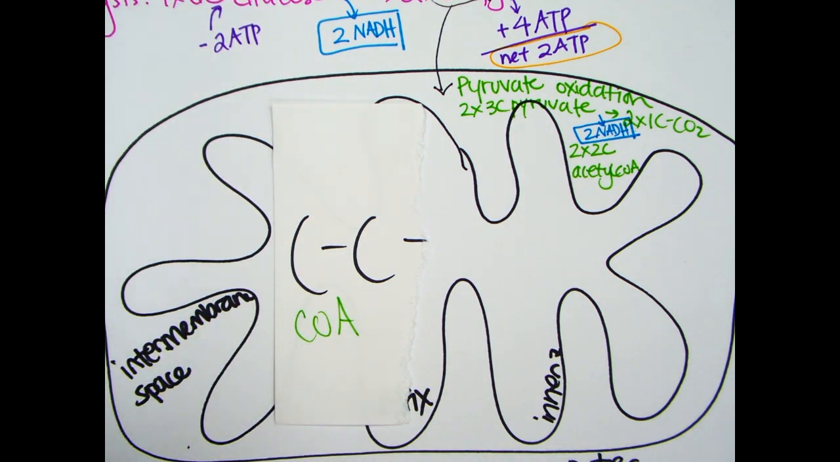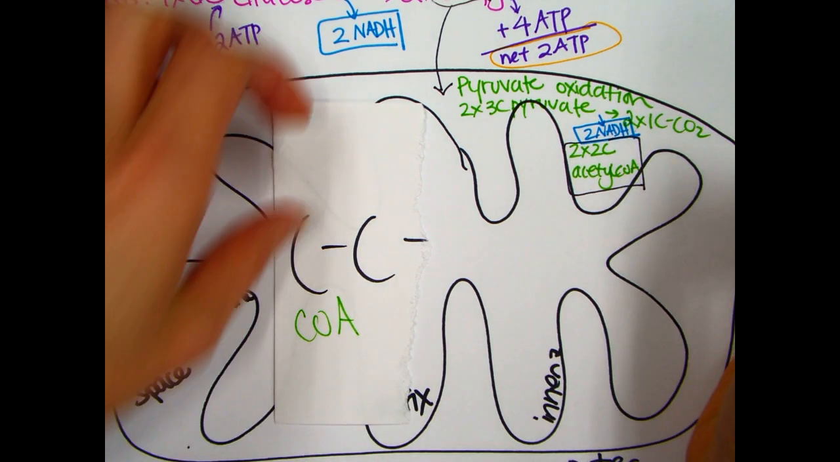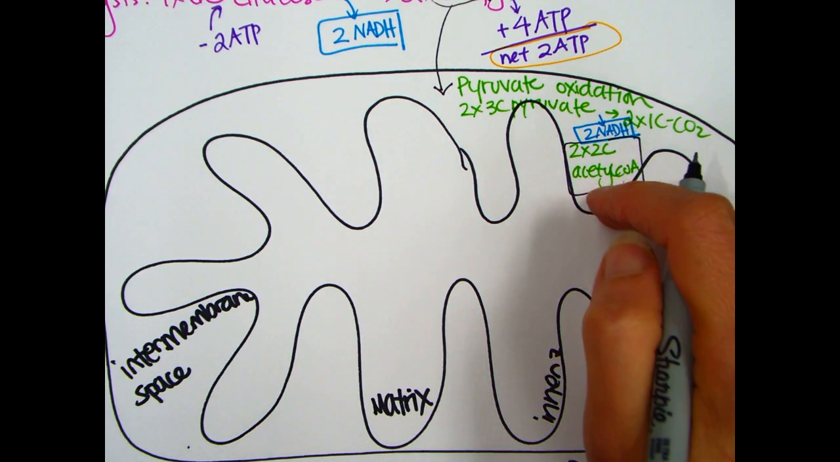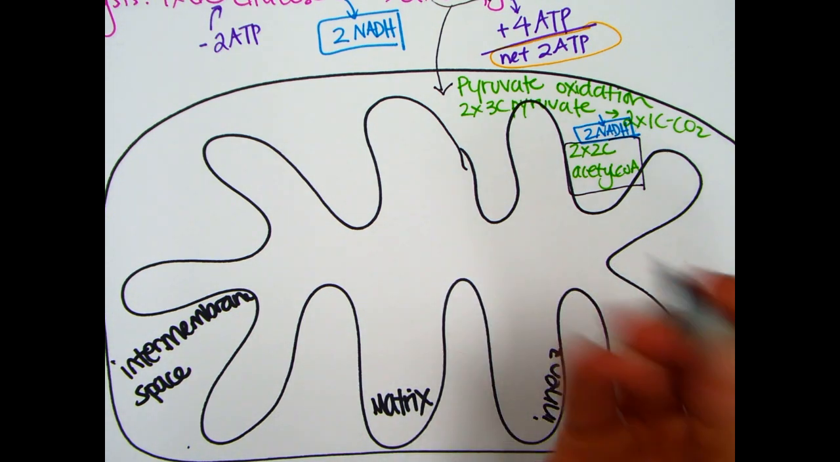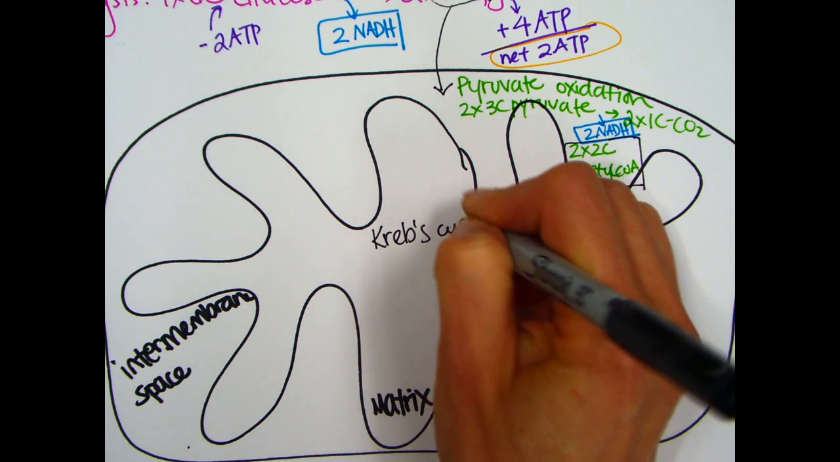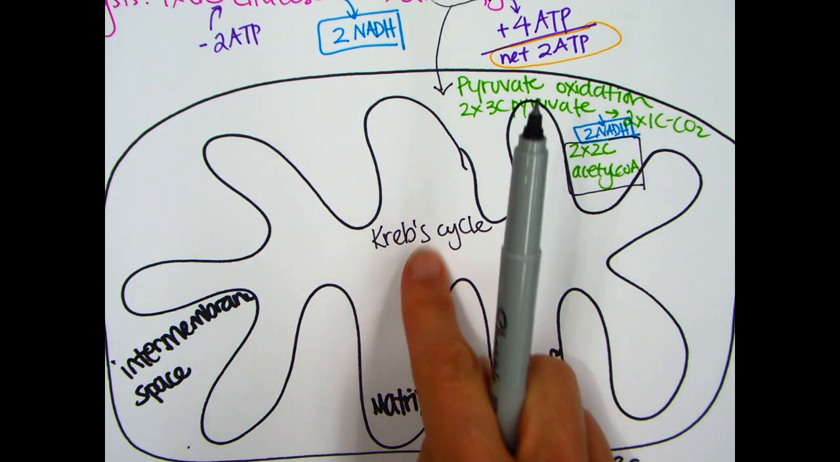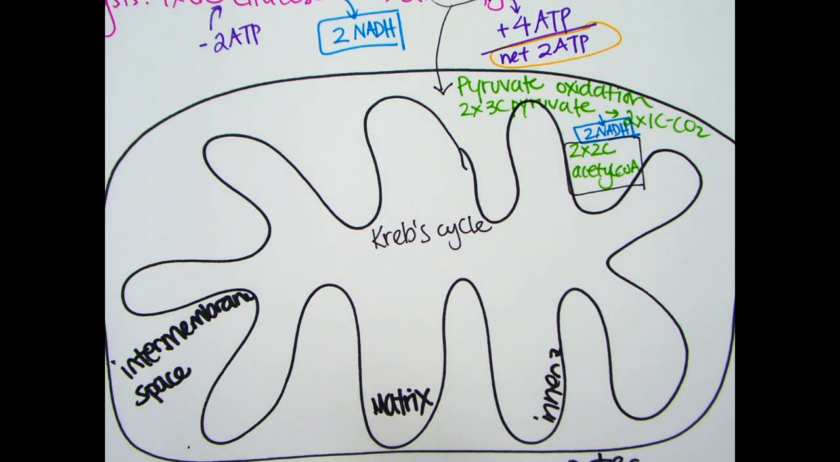So then our 2 2-carbon acetyl-CoAs are going to come into the matrix of the mitochondrion, and that is where the Krebs cycle will happen. The Krebs cycle is also called the citric acid cycle, the tricarboxylic acid cycle, the TCA cycle. You might have heard one of those other names. I'm pretty sure that Dr. Knight calls it the Krebs cycle in class, and so that's what we're going to call it in this video.